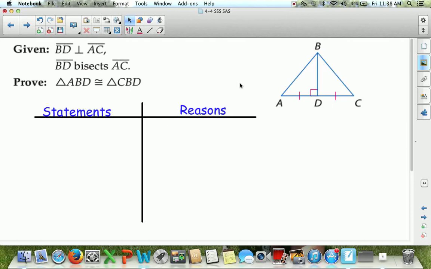Now, the only way that you can use side angle side or side side side is in your last step where you're proving that the two triangles are congruent. Side angle side does not prove segments, side angle side does not prove angles congruent, and neither does side side side, only when you're proving triangles congruent. So let's go ahead and pause the video, write down your givens.